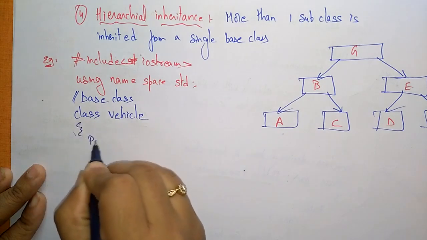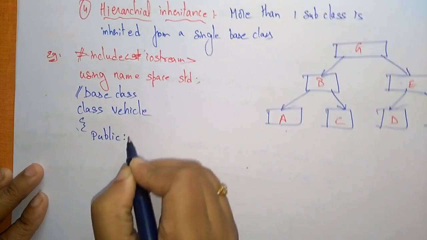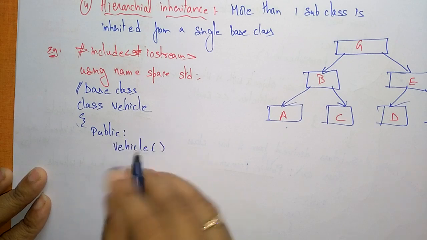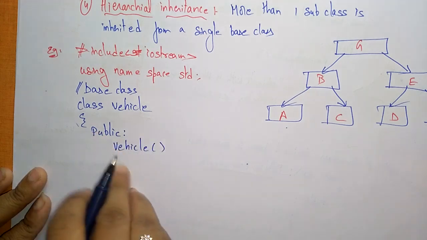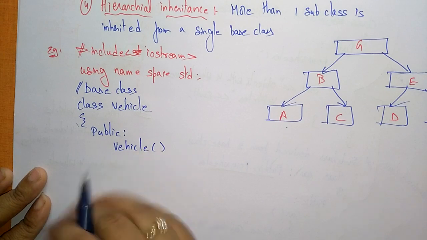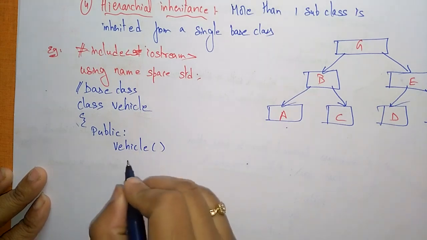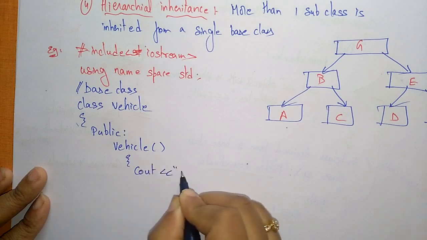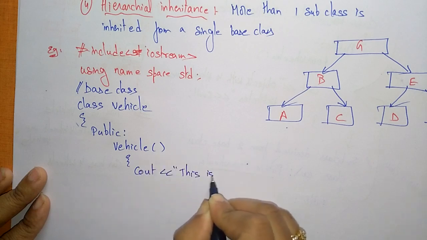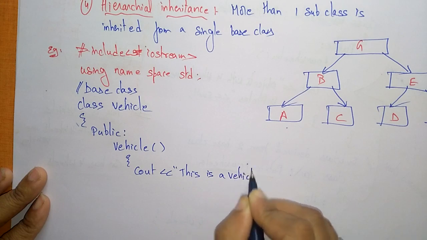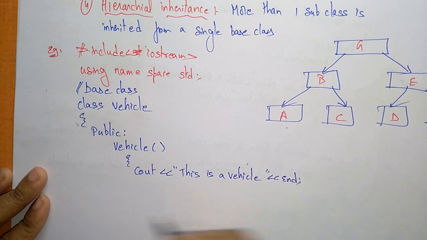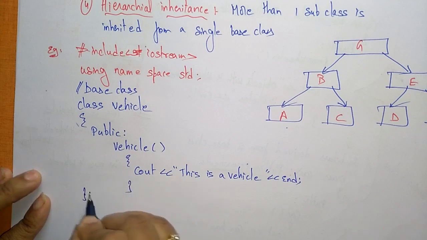Here I am writing the function that should be declared as public. Public vehicle is a function name, so if I declare it as public, this function can be inherited in any other class, but it should be within the program. Cout, so I am printing the message, this is a vehicle. Okay, so close the base class.